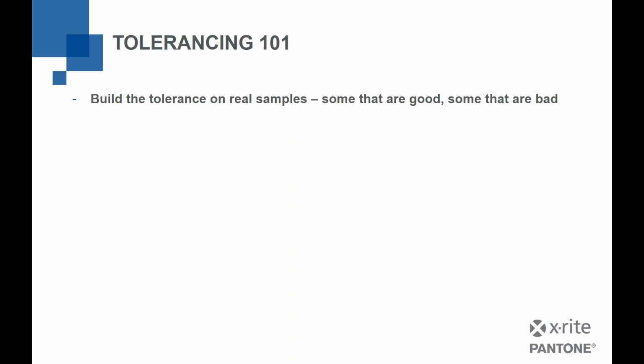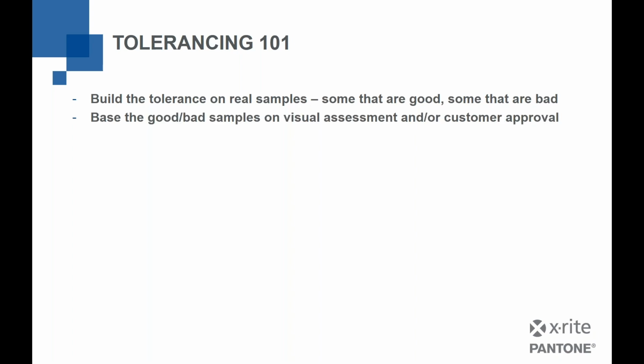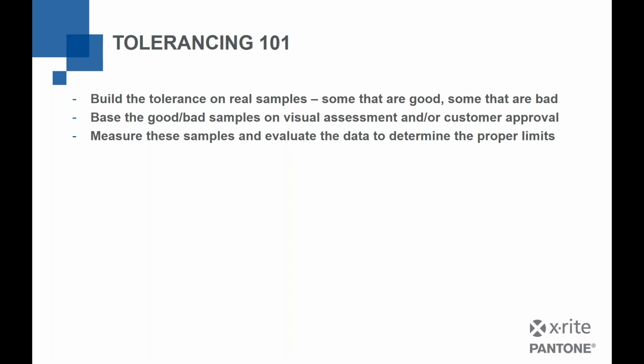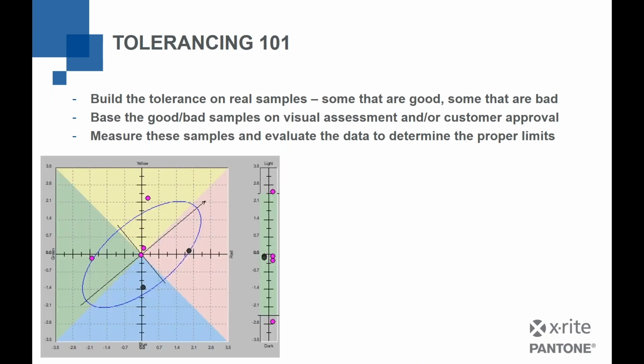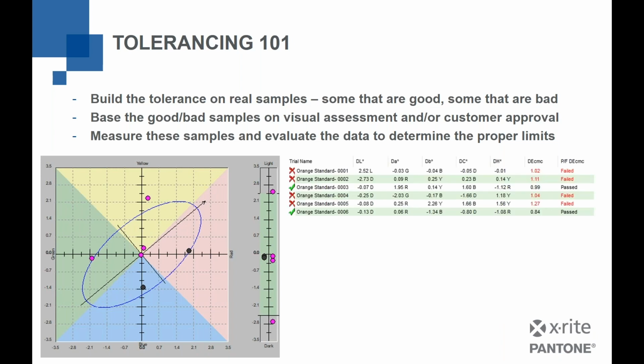What I mean is, some that are good and some that are bad, visually do an assessment. You've got a color standard, do a visual assessment, make two piles of samples. This pile of samples, these all look good. This pile of samples, these look bad. Base them on visual assessment or even customer approval, and then measure them. So we might measure them, and I just put in a default tolerance of 1 unit, in this case delta ECMC of 1.0, and said make everything pass or fail based on that.